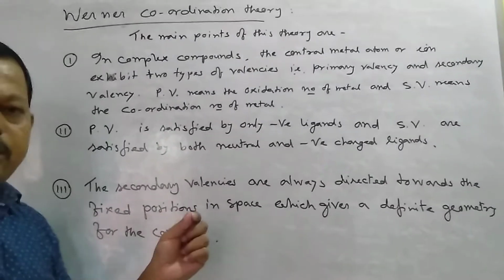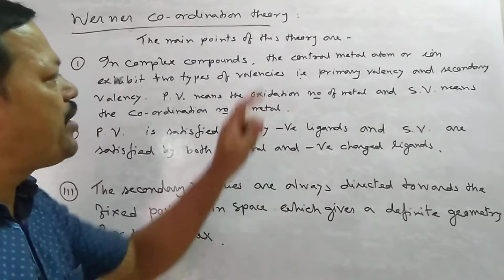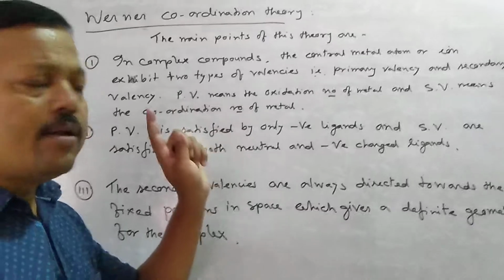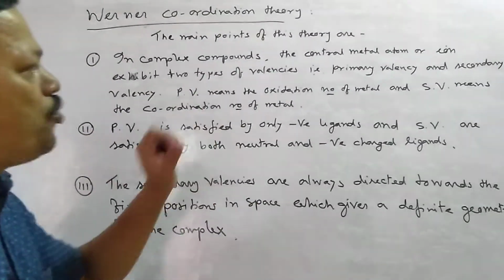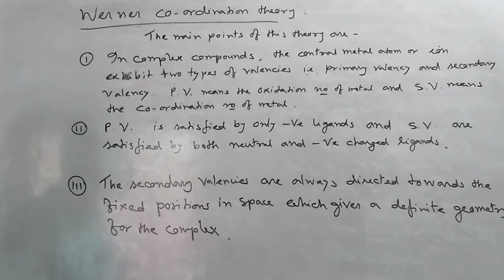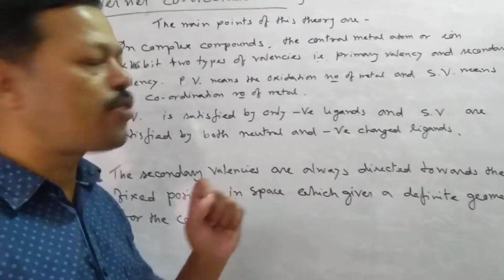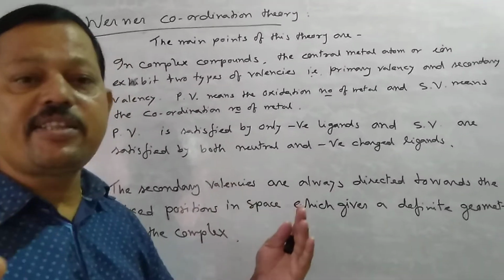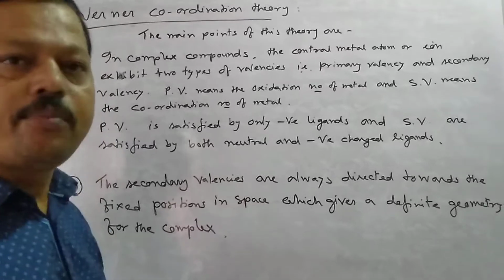When you write the formula of a complex, you have to maintain both the primary valency and secondary valency. In every complex, the central atom exhibits two valencies. One is called primary and one is called secondary valency. Primary valency means the charge of the metal, and secondary valency means the coordination number of the metal, I mean how many bonds are present with the metal.